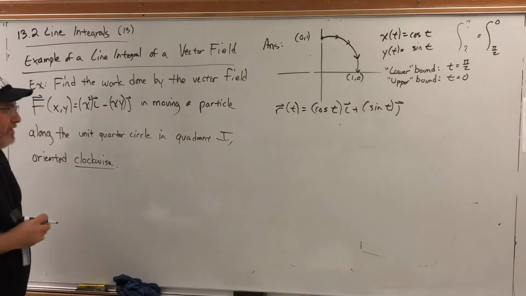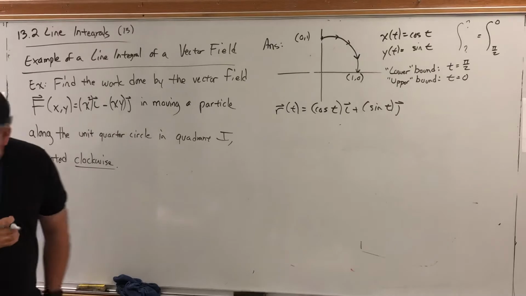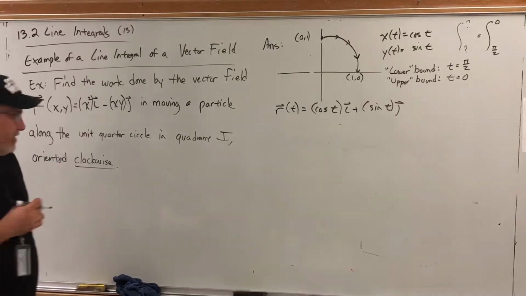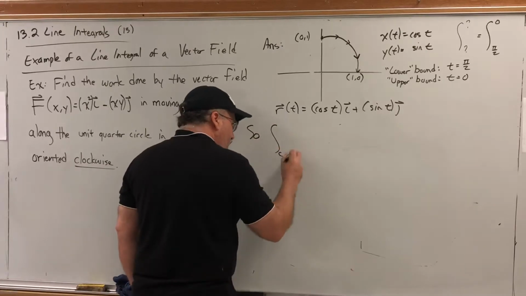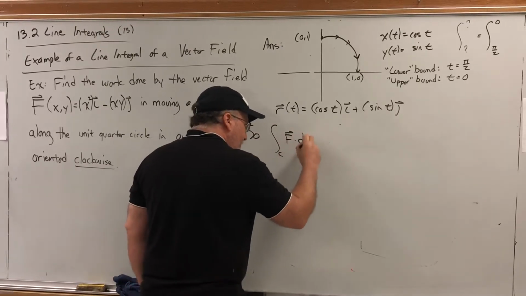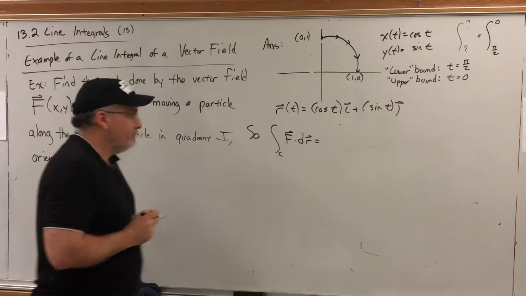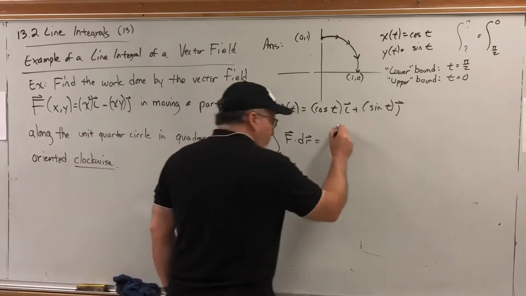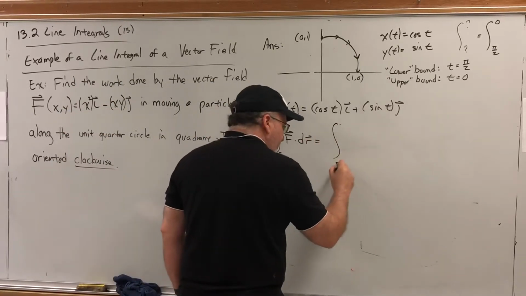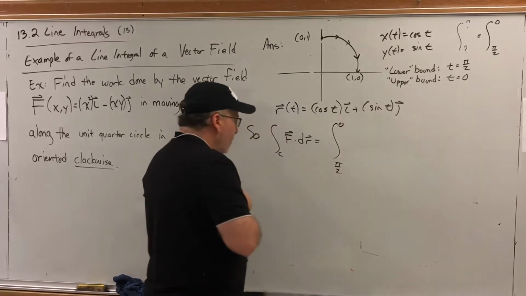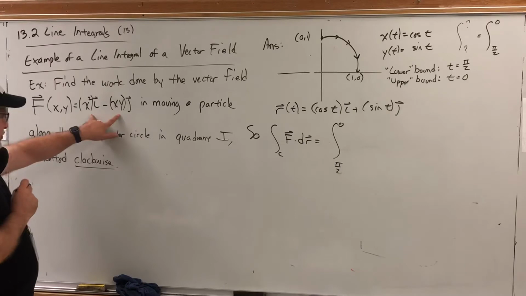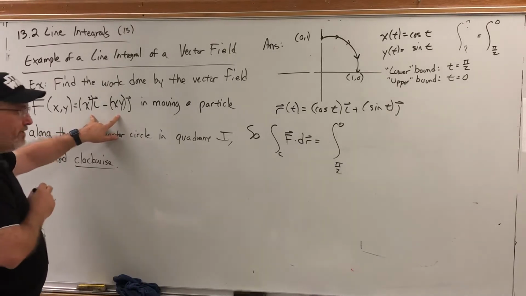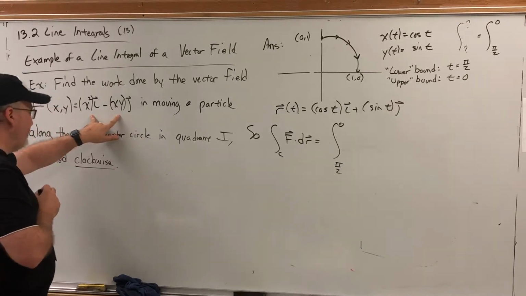Now we've got everything that we need. Let's use this version, F dot dr. So our integral is going to go from pi over 2 to 0. And we need to evaluate this function when x is cosine and y is sine.